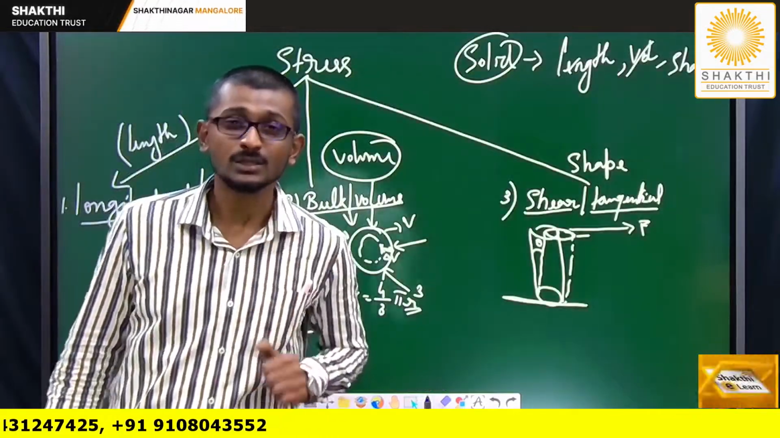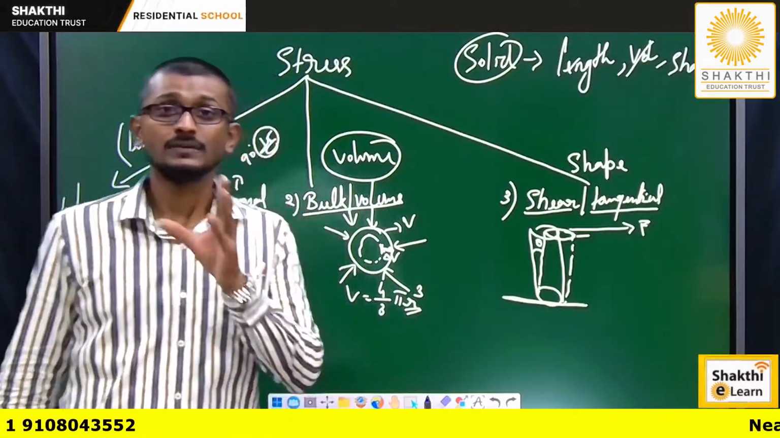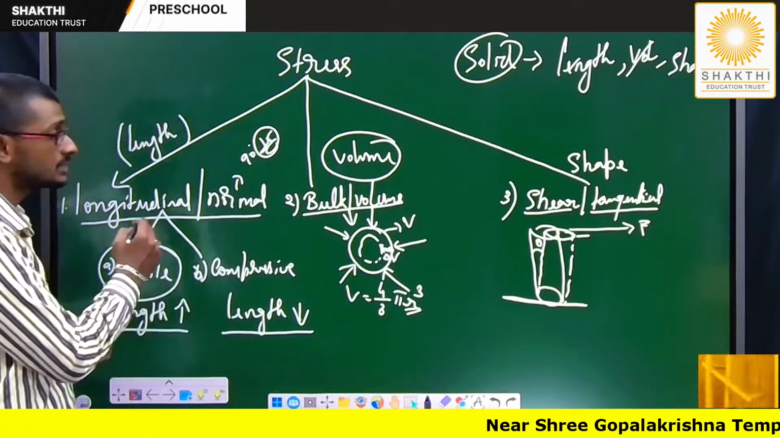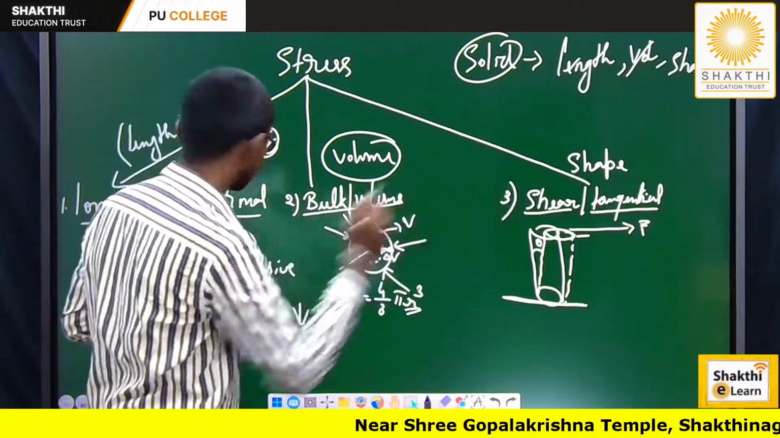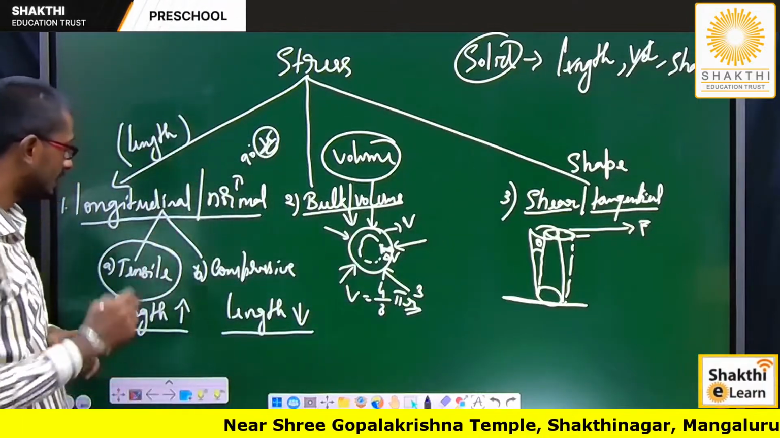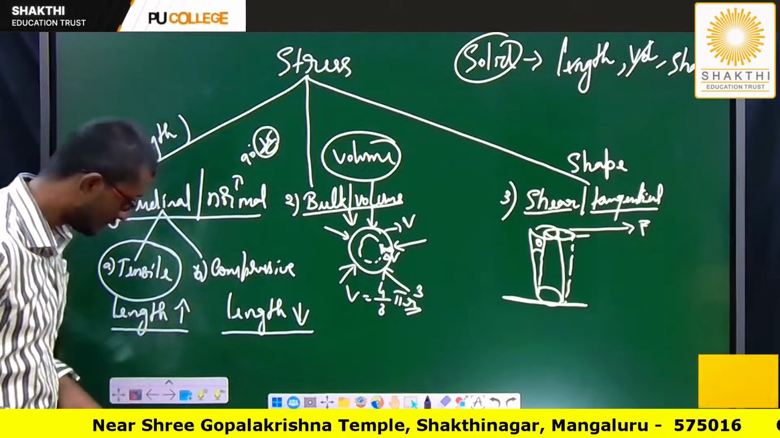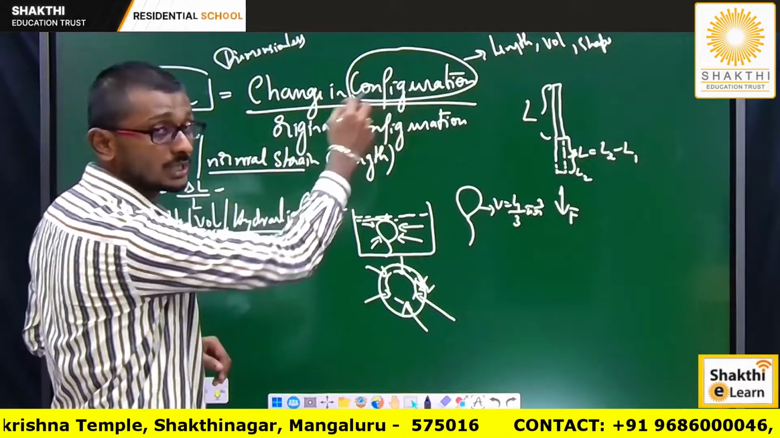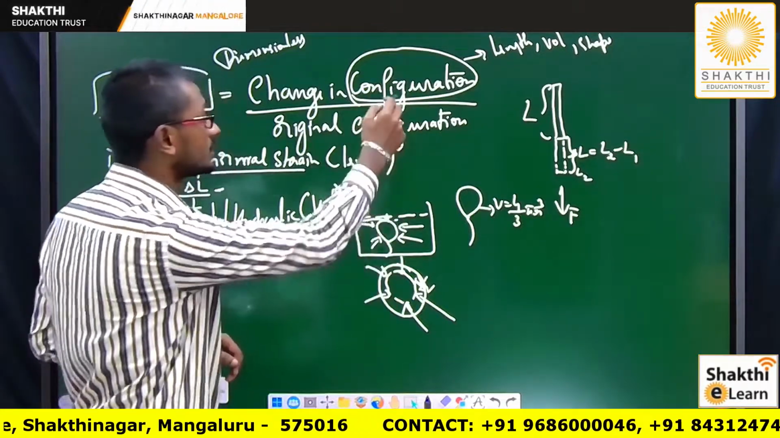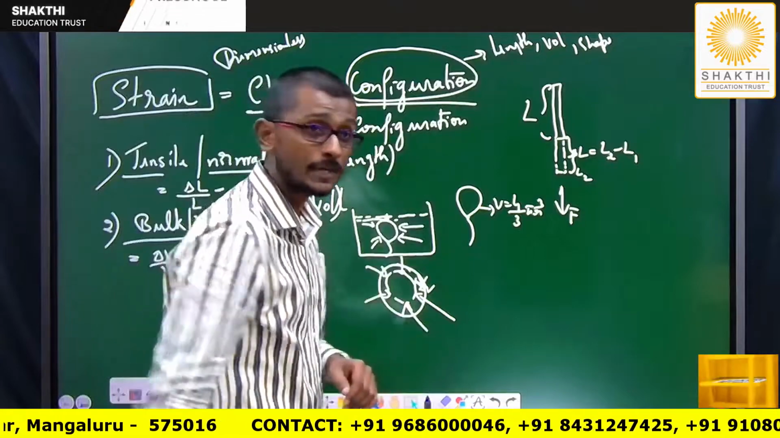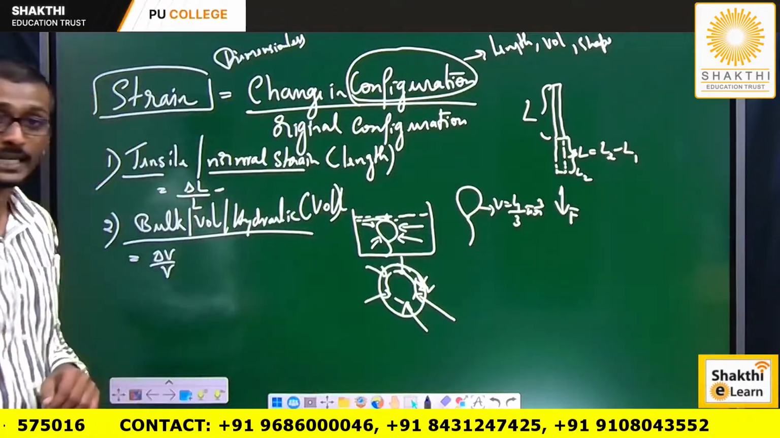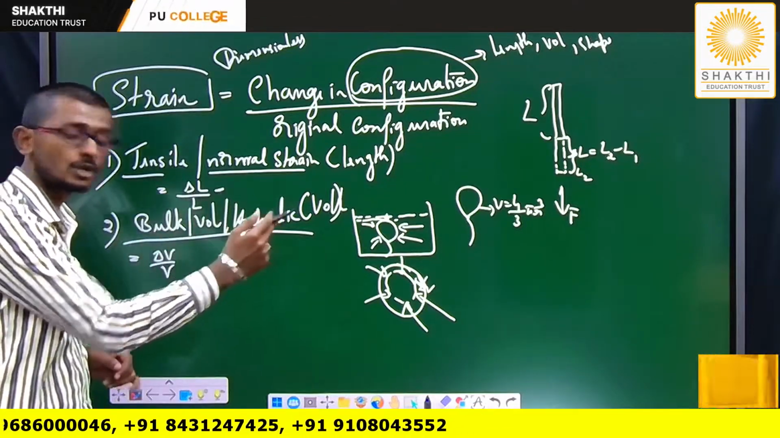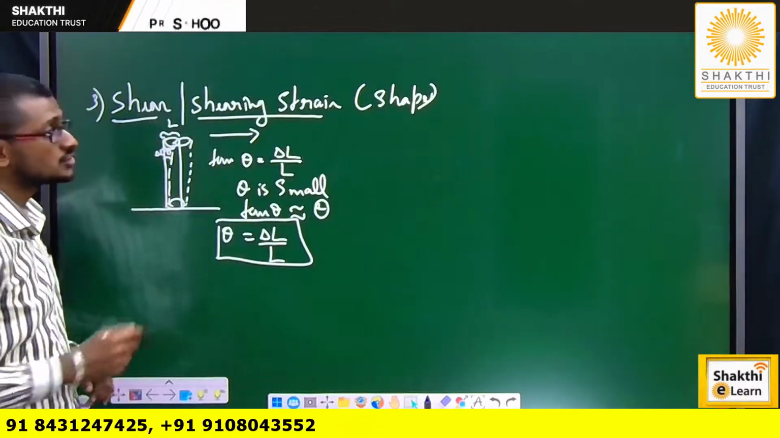In today's class, we have seen the concepts of stress and the types of stress. Stress is mainly divided into three types: longitudinal stress, bulk stress and shear stress. Longitudinal is divided into two types, tensile and compressive. The next concept we have seen is strain, which means the change in configuration relative to the original configuration. Configuration means mainly length, volume and shape. Strain is further divided into three types: tensile or normal strain, bulk volume or hydraulic strain, and shear or shearing strain.